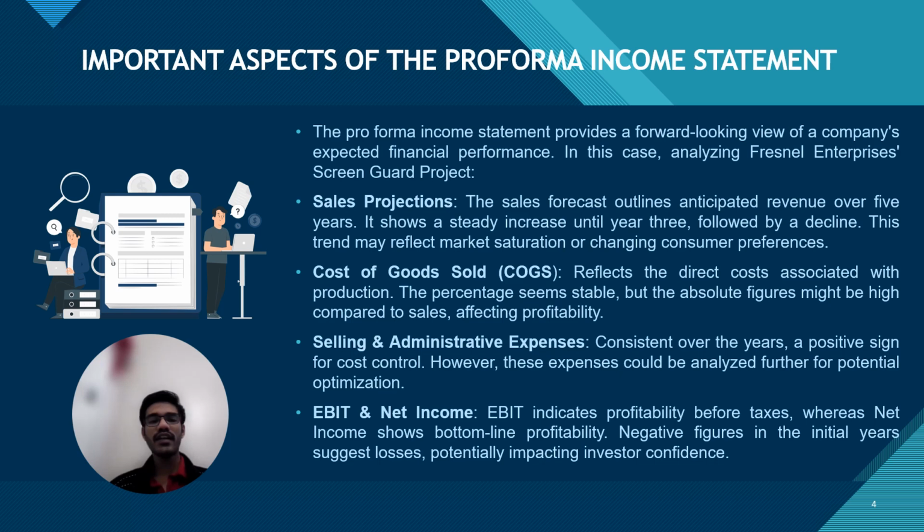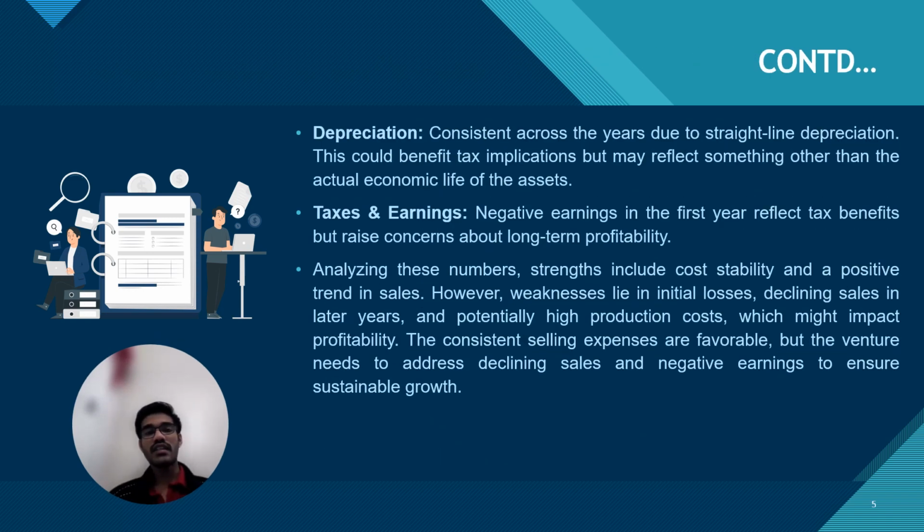And the next is EBIT and net income. EBIT indicates profitability before taxes, whereas net income shows bottom line profitability. Negative figures in the initial years suggest losses, potentially impacting investor confidence. Next is depreciation and tax and earnings. Depreciation, as we all know, is consistent over the years due to straight line depreciation. This could benefit tax implications but may reflect something other than the actual economic lives of the assets. Negative earnings in the first year reflect tax benefits but raise concerns about long-term profitability.